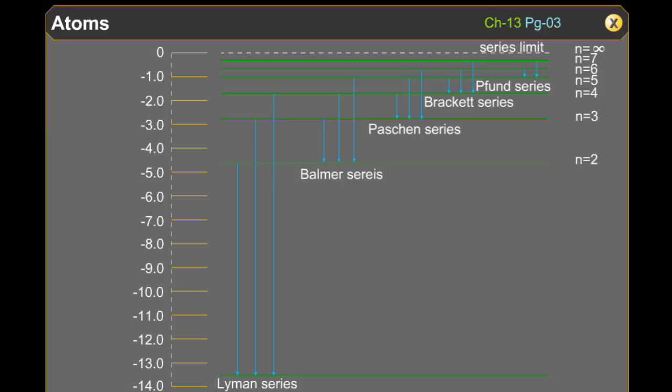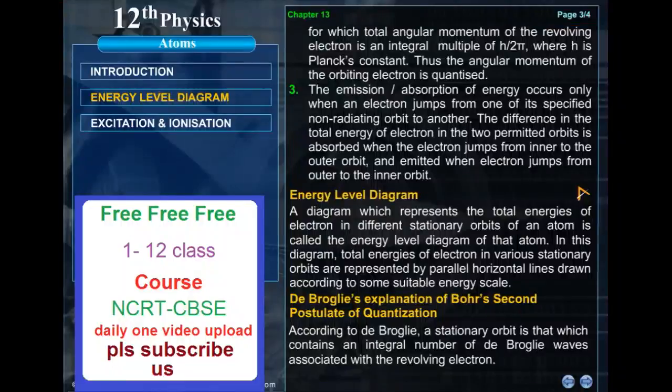In this energy diagram, we can calculate the energy, frequency, wave number, etc. of any line of spectral series of hydrogen atom. A diagram which represents the total energies of electron in different stationary orbits of an atom is called the energy level diagram of that atom. In this diagram, total energies of electron in various stationary orbits are represented by parallel horizontal lines drawn according to some suitable energy scale.